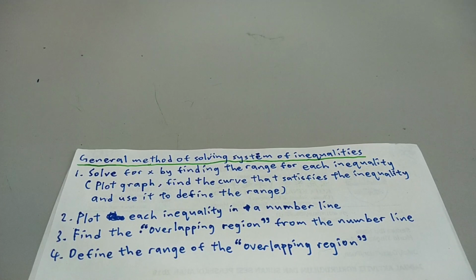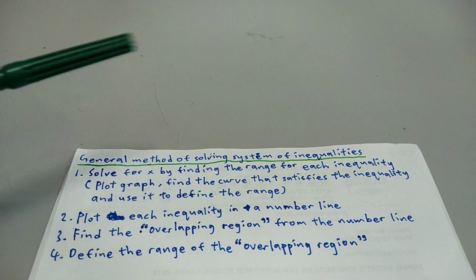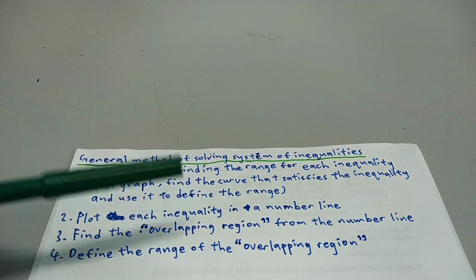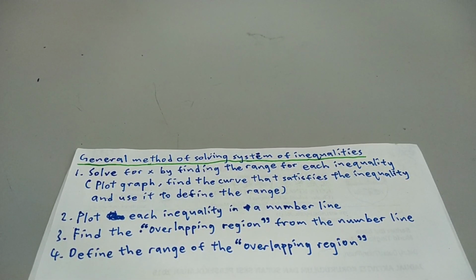You can put anything you want, because according to step 2, plot each inequality in a number line and find the overlapping region and use the overlapping region to define the range, which means that no matter how many ranges you put, you can still find the range, right? Because you got the overlapping region, and the overlapping region is the region that will satisfy both of the inequalities at the same time.